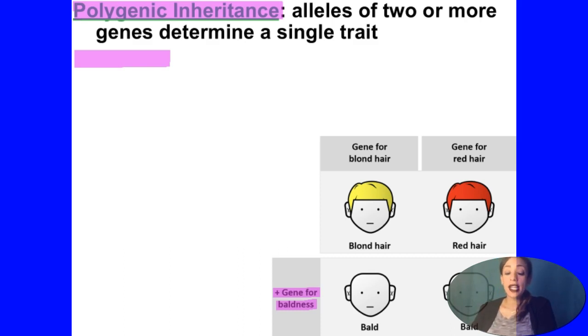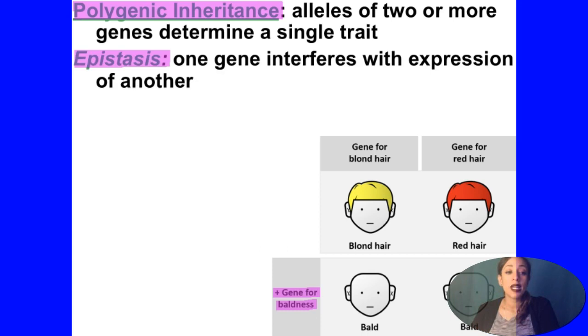So let's look at another vocabulary term for you all to know. Polygenic inheritance. A polygenic trait is where there are alleles of two or more genes that determine one single trait. And epistasis is when one gene interferes with the expression of another. So the example I have right here is the baldness gene itself.